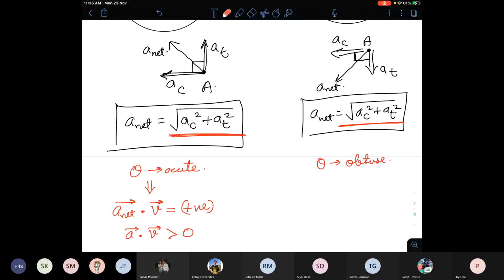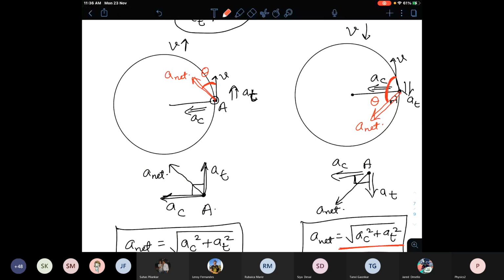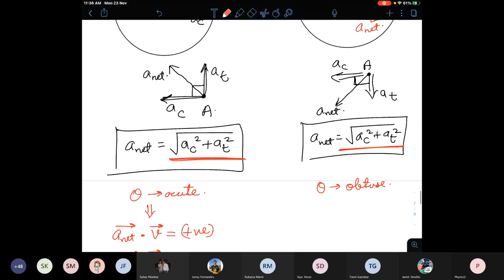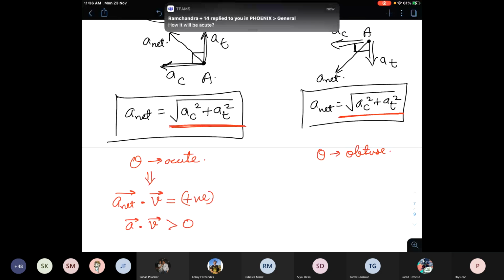But the direction is the difference. The only difference between these two cases is the direction of net acceleration. In one case, the direction is making an acute angle with velocity. In the other case, it is making an obtuse angle with velocity. Acha. And for the second case, what we can say is that if theta is obtuse, how will it be acute?